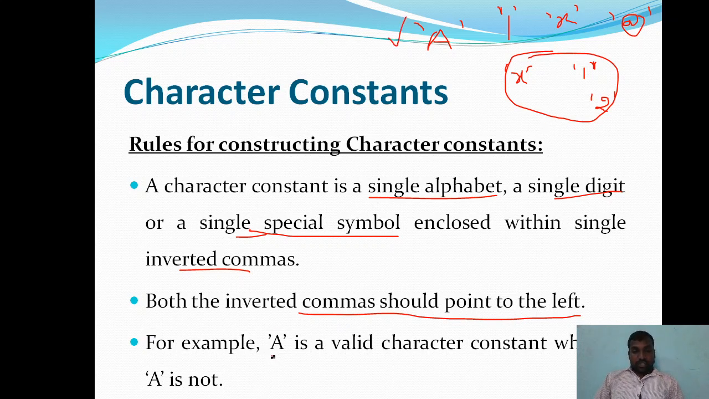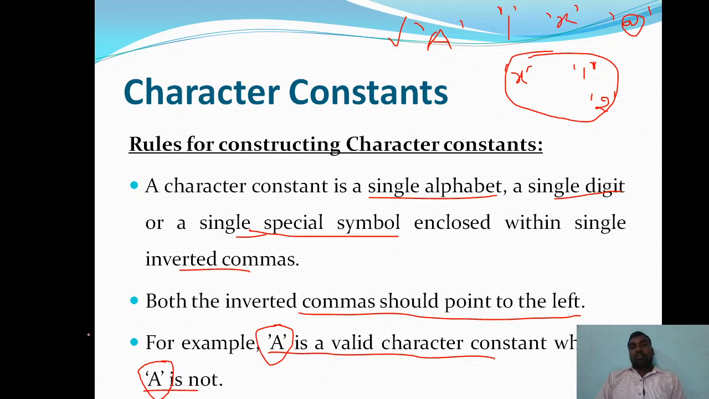For example, this A surrounded between single quotes is a valid character constant, whereas this A is not. Why? Because the single quotes surrounding this A are not the same at the left and right side. Here both the single quotes are the same.